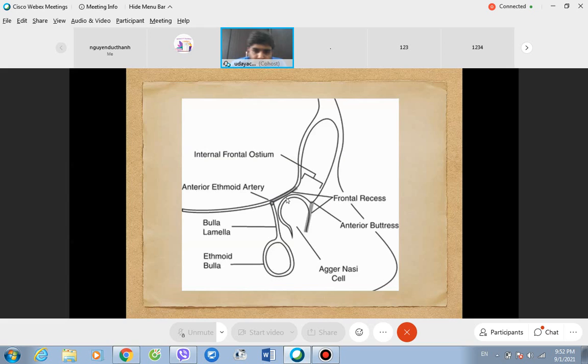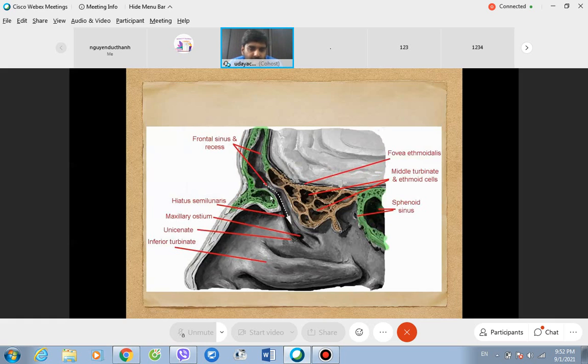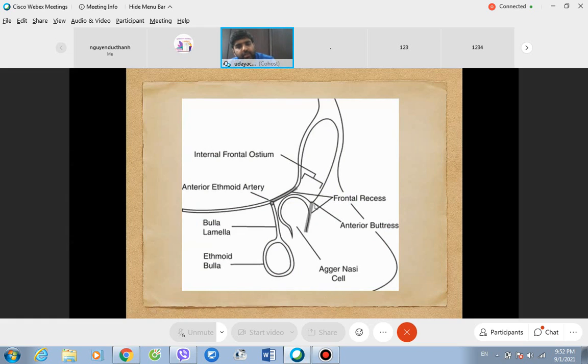The importance of pneumatization of the agger nasi cell. If the agger nasi cell is pneumatized more, it narrows the frontal sinus. In this picture, it is pneumatized, but it is not so pneumatized. But if it is pneumatized to the maximum level, it narrows the frontal recess to the maximum extent like this.